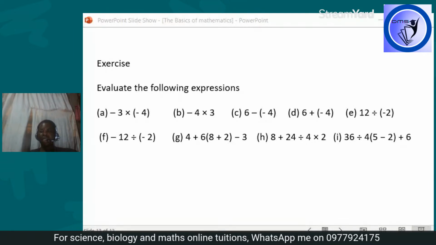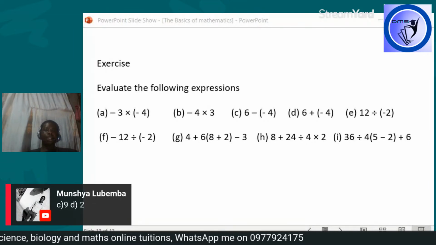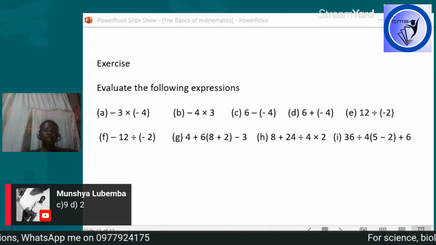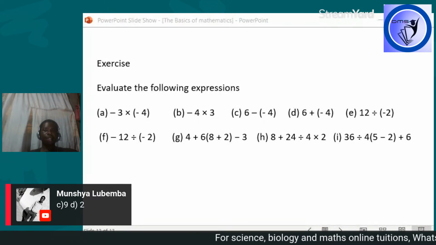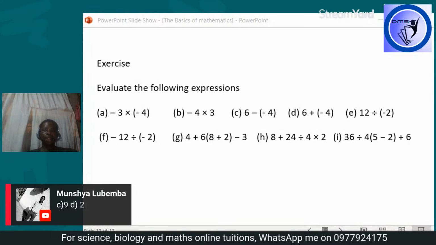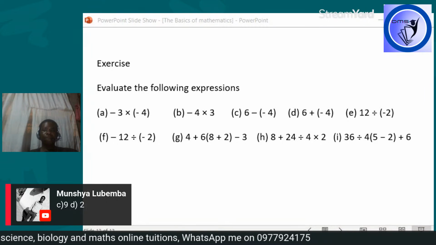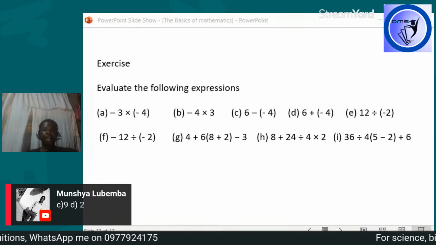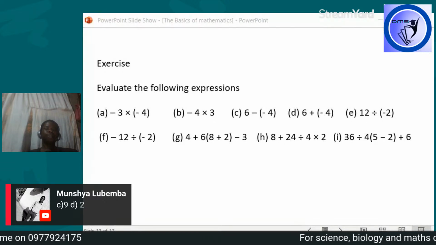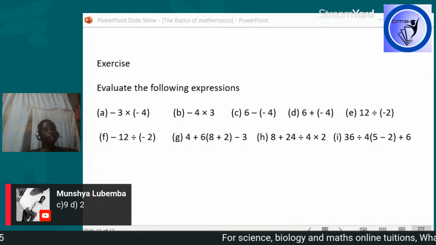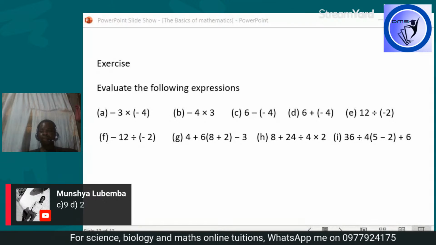Then you see, Mosha has given us C as 9. So that is 9. That is not true. C, check, Mosha. This is a positive, right? So we have a positive. Then this one again is a negative, so it will be positive, right? So it will be like 6 plus 4. So that will be 10, not 9. So C, it will be 10.